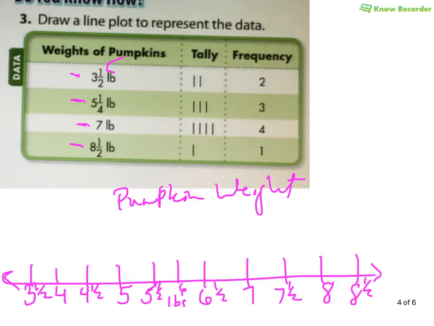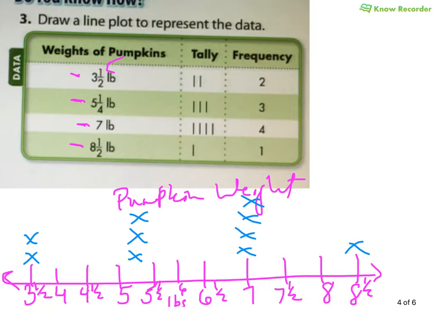Okay. And now it's just charting. I have 3 1/2 pounds, and that's happening 2 times. 3 1/2 pounds, twice. 5 1/4 is in between 5 and 5 1/2. It happens 3 times. Notice my x's are about the same. Then 7 happens 4 times. Go to 7, 1, 2, 3, 4. And then finally 8 1/2 once.